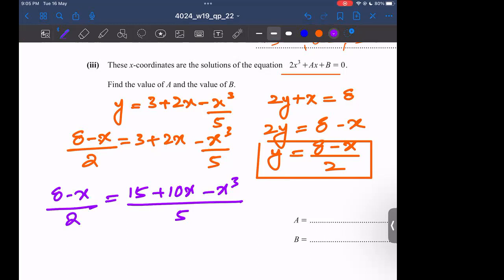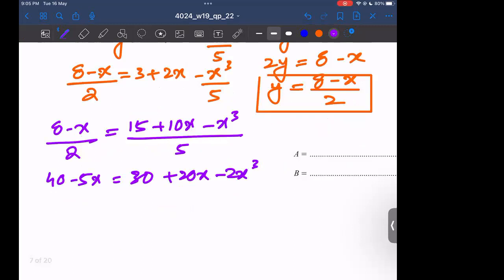I'm going to cross multiply this value. 5 multiplied by 8 minus x. So it is going to be 40 minus 5x. 2 15s are 30, 2 10s are 20x, minus 2x cube. Now the minus x cube on the left hand side becomes positive 2x cube. Minus 15 minus 20 minus 25x, 40 minus 30 is 10.